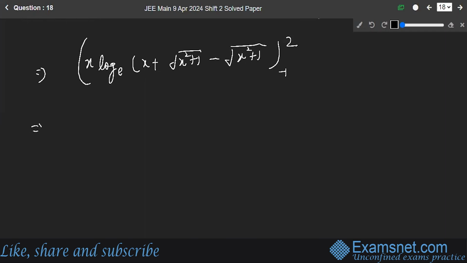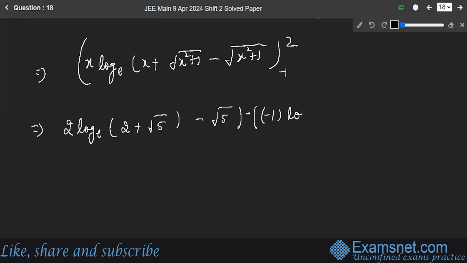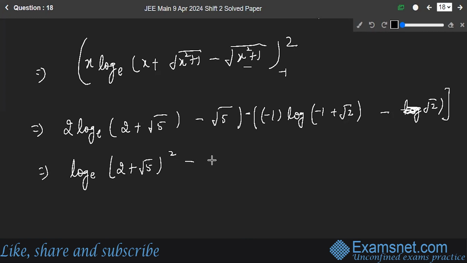You will have it as 2 log e of 2 plus root of 2 square plus 5, that is equal to root 5, minus root 5, right? And the second one is going to give you minus 1, right? So this is minus of minus 1 into log of minus 1 plus root 2, and minus of log of root 2. Sorry, there is no log over here. So, no log over here. And this will be log e of 2 plus root 5 whole square, minus root 5. And this will be plus log of root 2 minus 1 plus root 2.